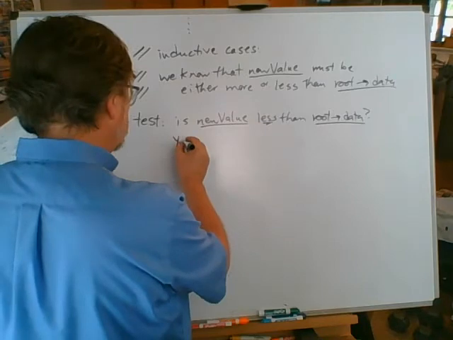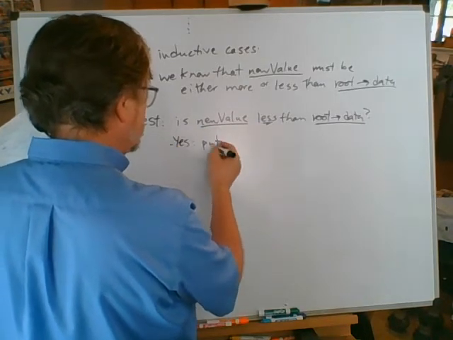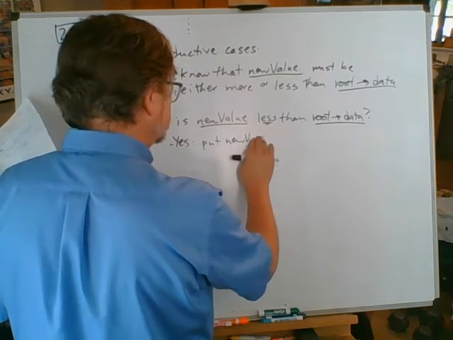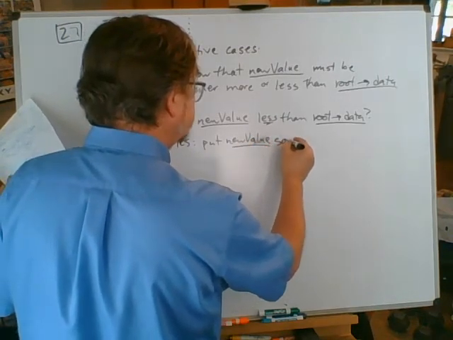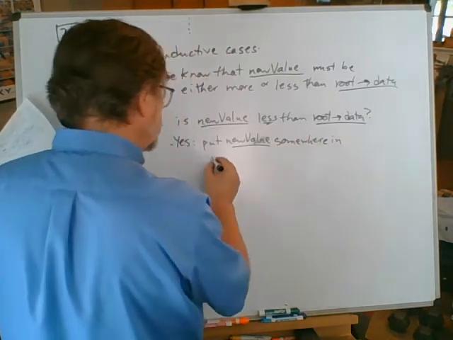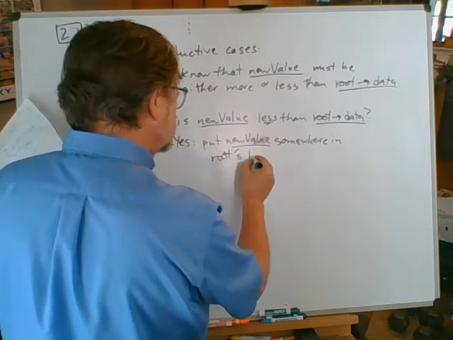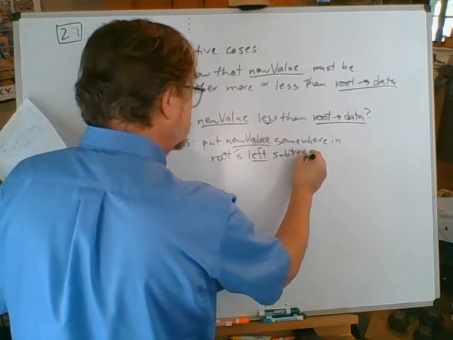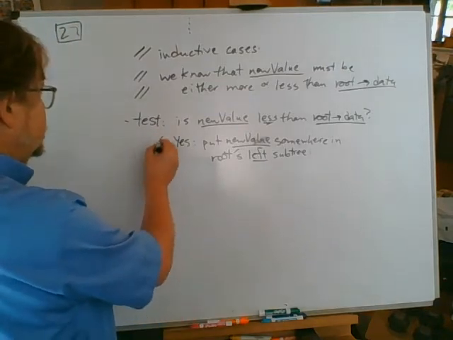If it's yes, put, well, this should be a comment, I guess. Put new value somewhere in root's, going back and being a little abstract here, somewhere in root's left subtree. I'll put a colon because that's not really pseudocode there. That's just saying what we're going to do. I'll make that a comment.